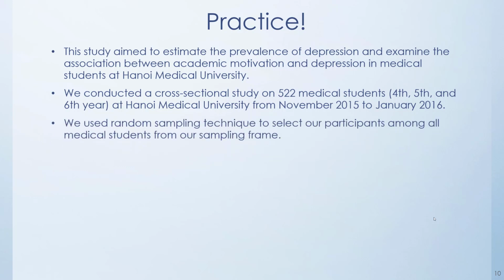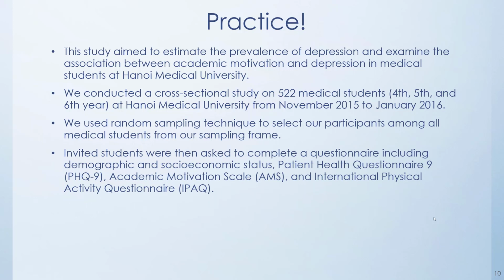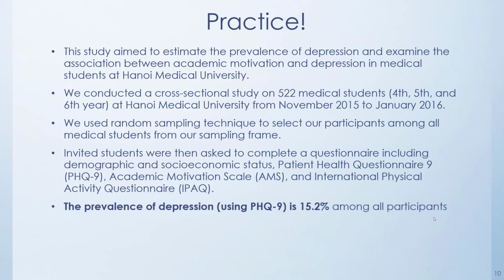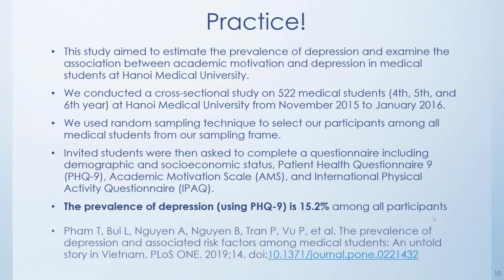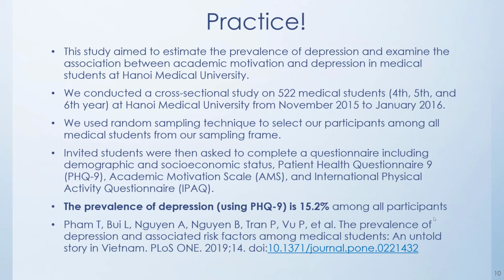We used a random sampling technique to select all the participants from the sampling frame, and all of them were asked to complete a questionnaire including demographics, socioeconomic status, the Patient Health Questionnaire to assess their depression symptoms, the Academic Motivation Scale to assess their academic motivation, and the International Physical Activity Questionnaire. In this study, we found the prevalence of depression is around 15.2%. You can read more about this study with this link.